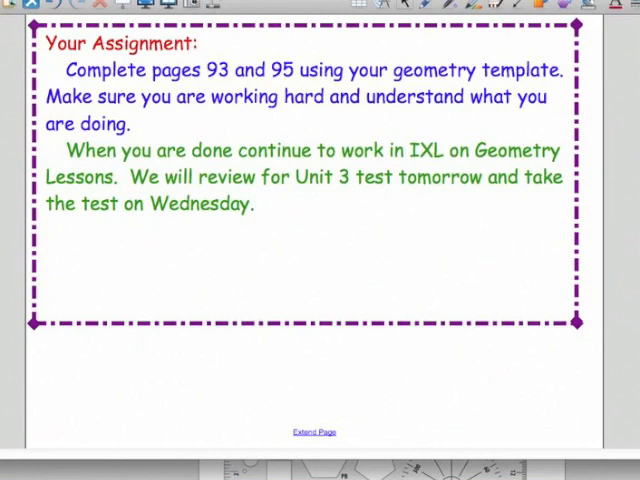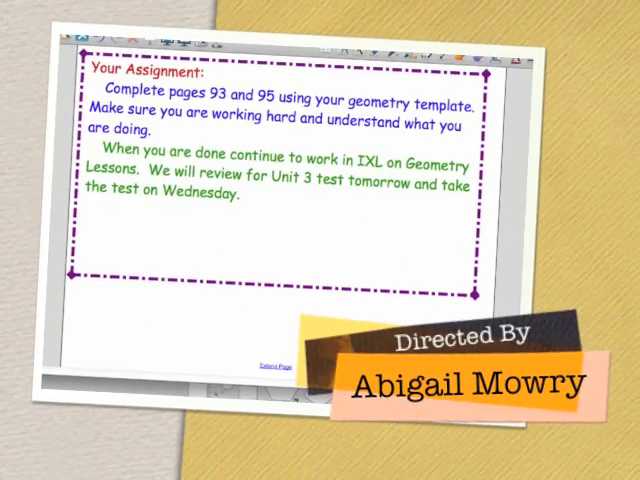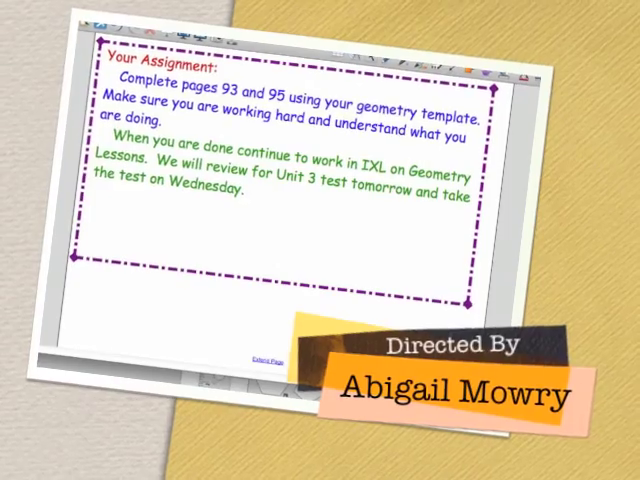We will review for Unit 3 tests tomorrow and take the test on Wednesday. So make sure you're understanding everything you're doing. If you're getting confused, please, please, please don't hesitate to ask. All right, that's it, guys. Enjoy working.